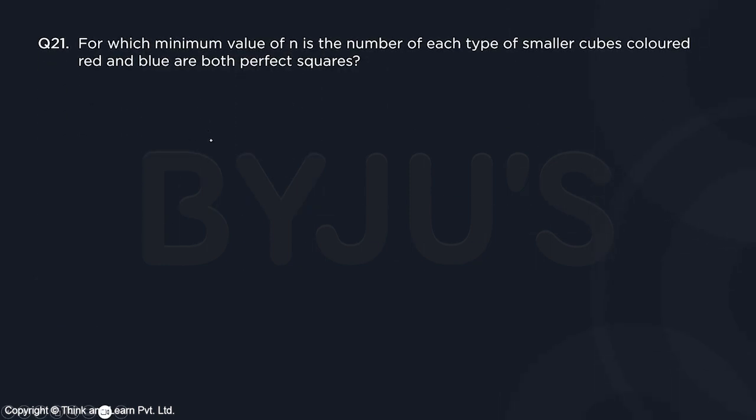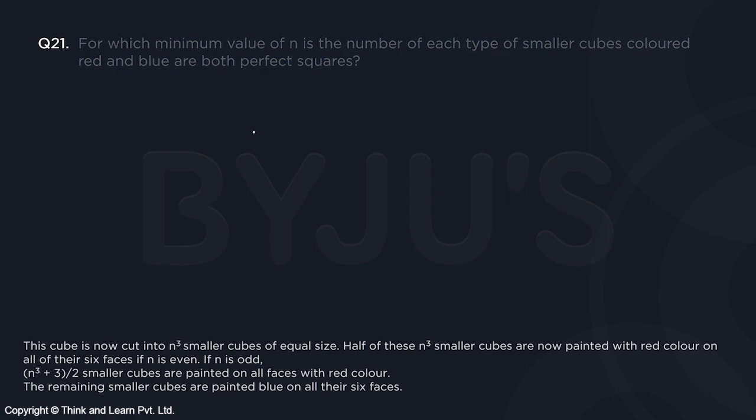For which minimum value of n is the number of each type of smaller cubes colored red and blue both perfect squares? So in the previous question he said only red. Now he's saying both. Of course, there is no need to check 4. I'll start with 5. I got 64 of them as red, but I got blue as 61. I'm sure you can calculate them by yourself now. So therefore, I'm straight away writing the numbers.